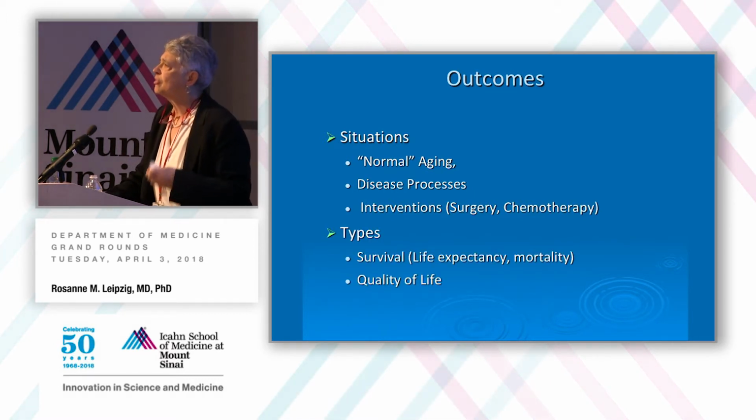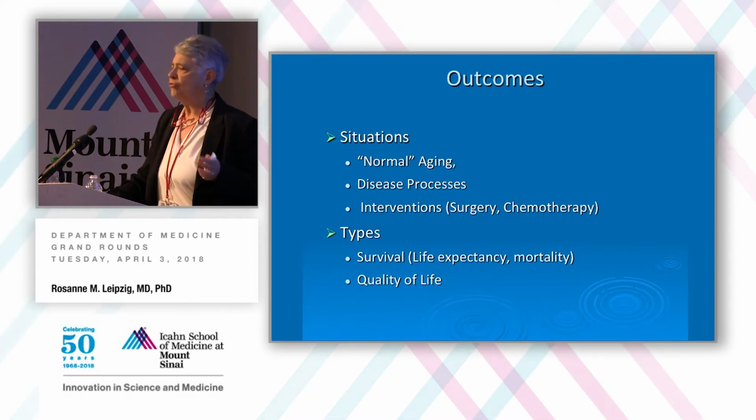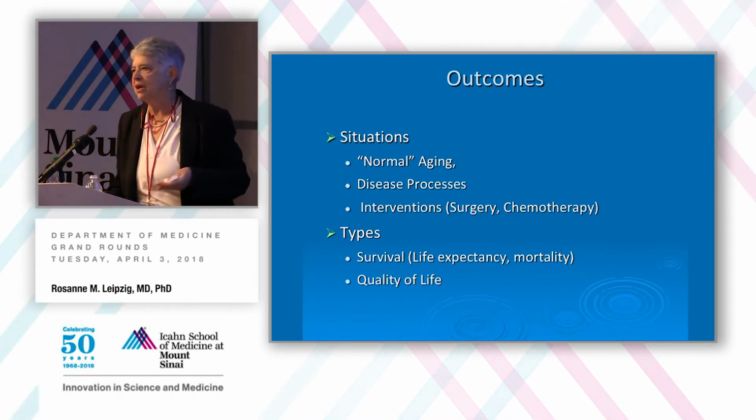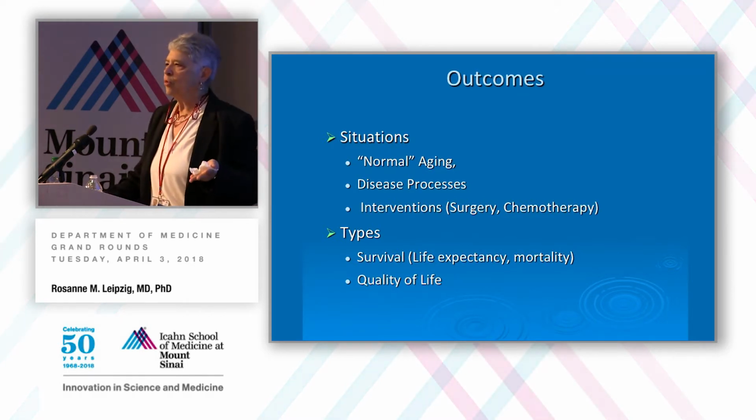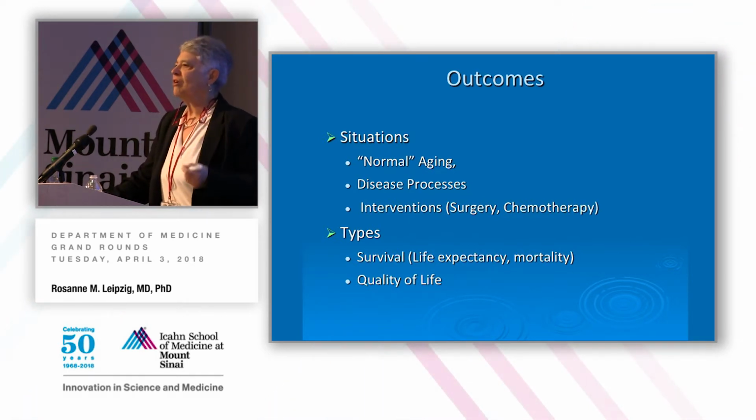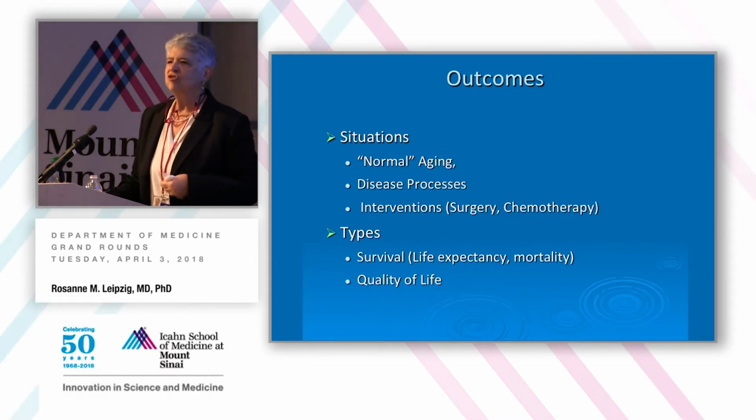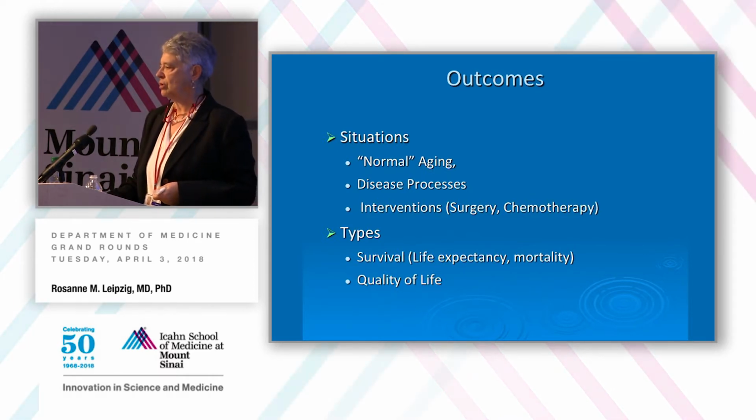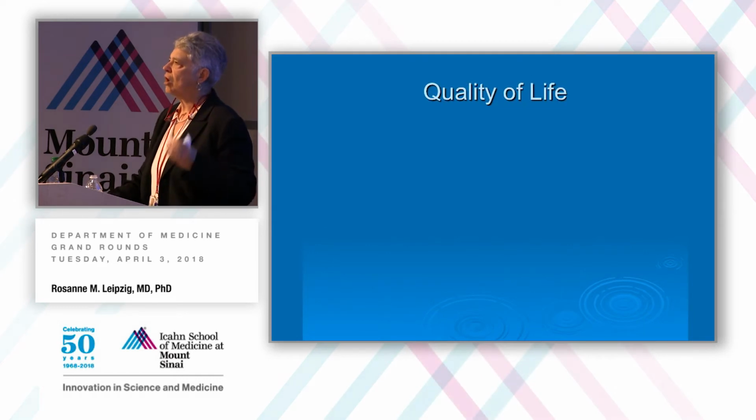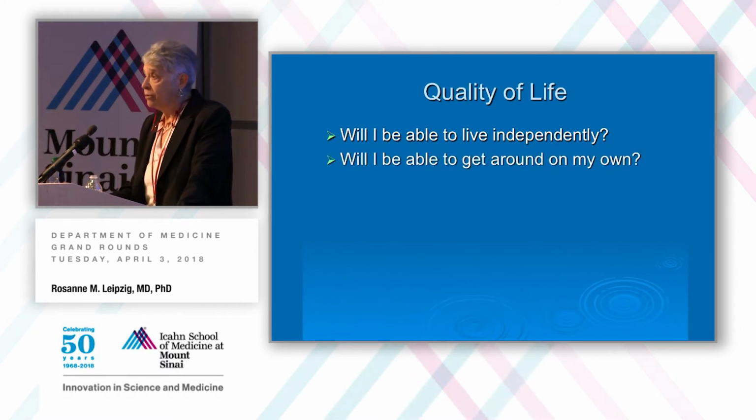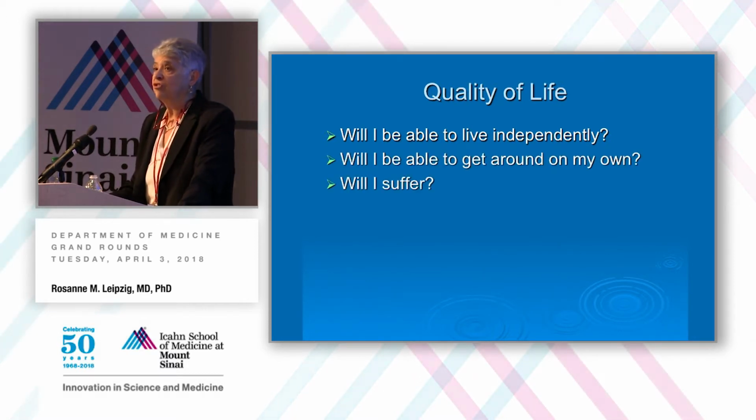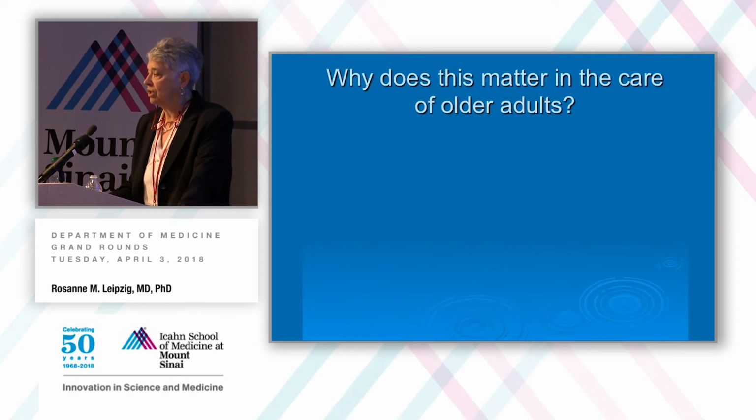I also talk about the types of outcomes. So there's survival, and that's kind of the easiest one to get, right? You're alive or you're dead. No questions. Quality of life is another story, but that tends to be what a lot of people are very interested in. And when my patients talk to me about quality of life, they talk about, can I live independently? Can I get around on my own? And will I suffer? Those are the three big concerns.